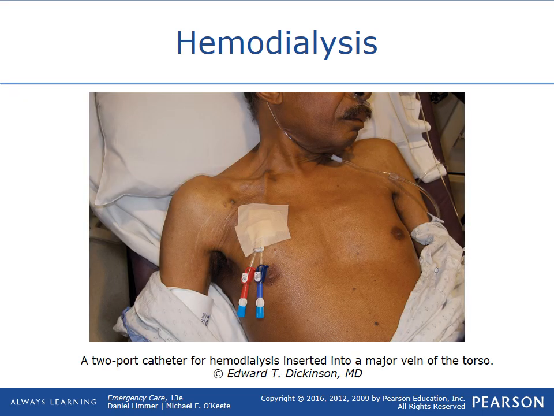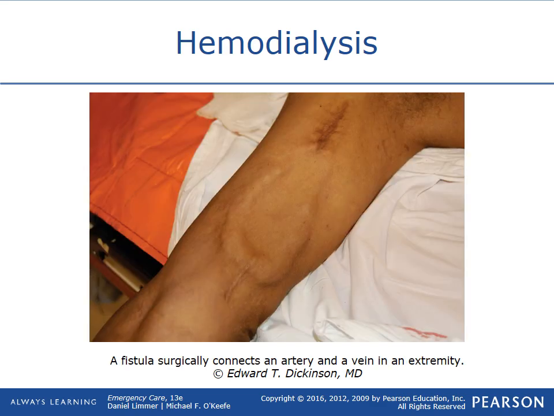This guy here has a 2-port catheter. It's inserted just in his chest area, and it's put under the skin. It actually goes into a major vein in the torso, and they would hook up their dialysis machine to each side of those ports, and then it would filter through the machine.